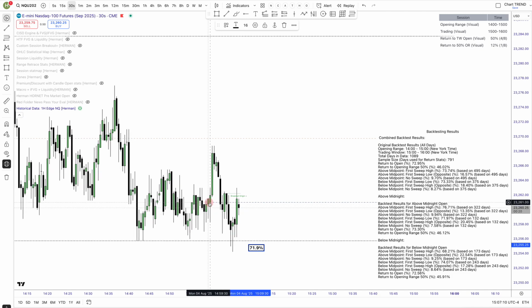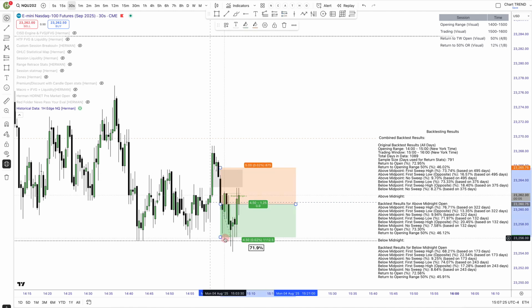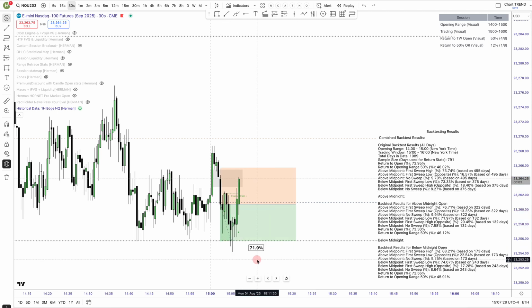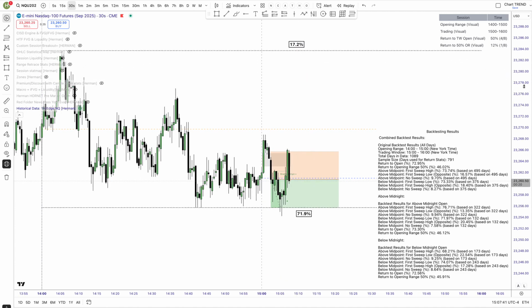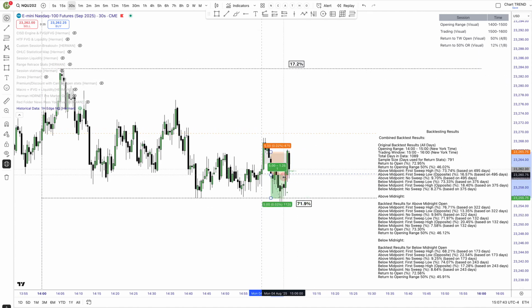We open up in here a couple of minutes ago. We went up, and then we inverted that fair value gap. Inverted it, confirmed the inversion in here, and we went for that low as we had 71% to do so, rather than sweep the opposite side, 17.2%. So that's the example of trading with data and statistics.